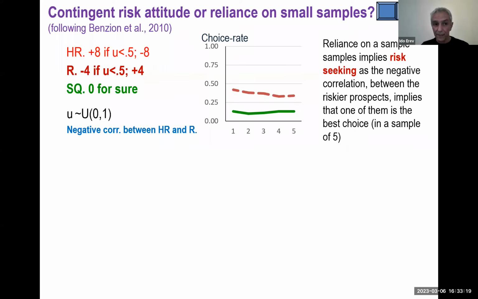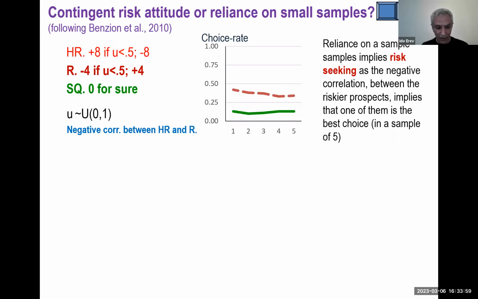And the reason is that the two risky options in this example are negatively correlated. And because they are negatively correlated, if you rely on past experiences, you will never come to the conclusion that the status quo is the best option, because one of the two risky options is always the best. When the medium risk option provides -4, high risk provides 8. And when high risk provides -8, the medium risk provides +4. So this negative correlation between the options leads people to behave as if they are risk seekers.